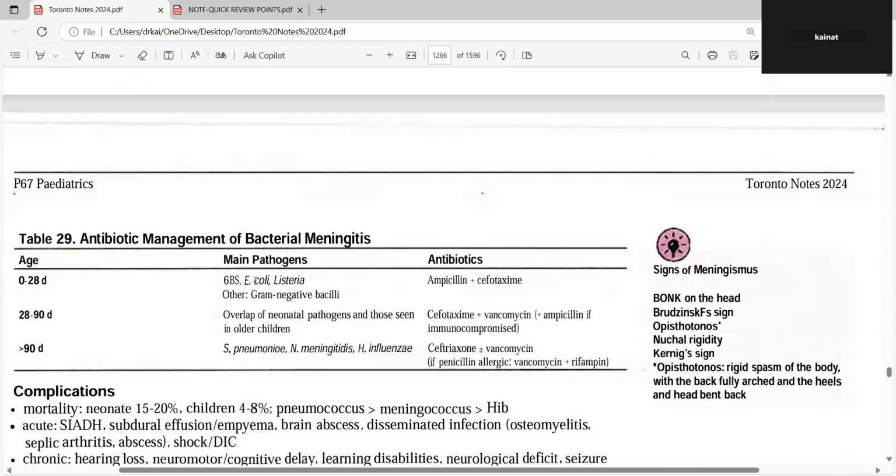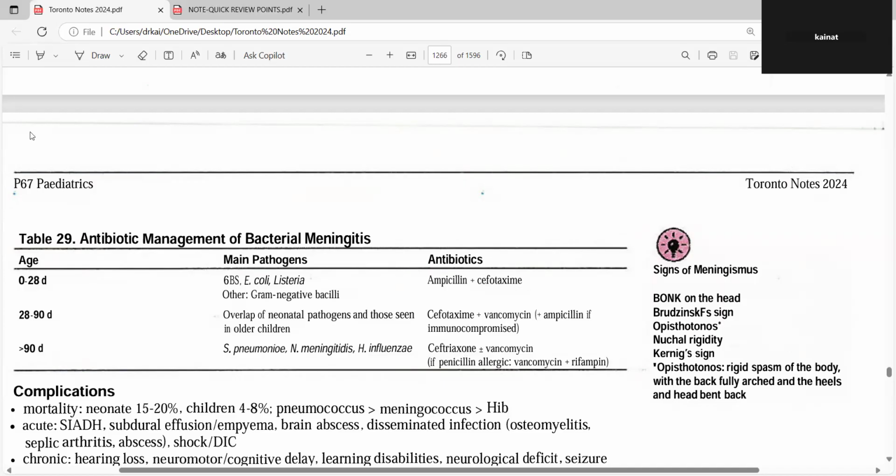Then there are the antibiotics. So you need to remember with the age which antibiotics. So 0 to 28 days, you give amoxicillin or ampicillin with cefotaxime. Then 28 to 90 days, you go for cefotaxime plus vancomycin. And more than 90 days, it's basically ceftriaxone with vancomycin. So you need to remember the names of the antibiotics, especially for meningitis, for the age factor. Which age for which one, okay?